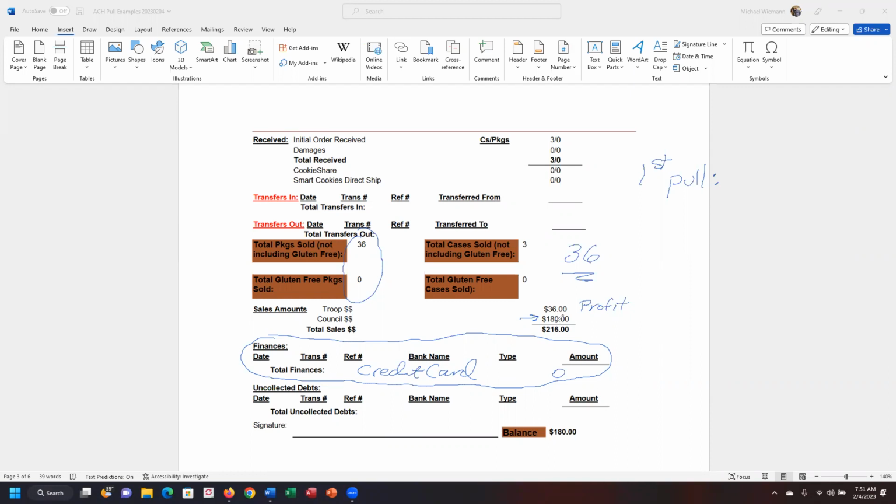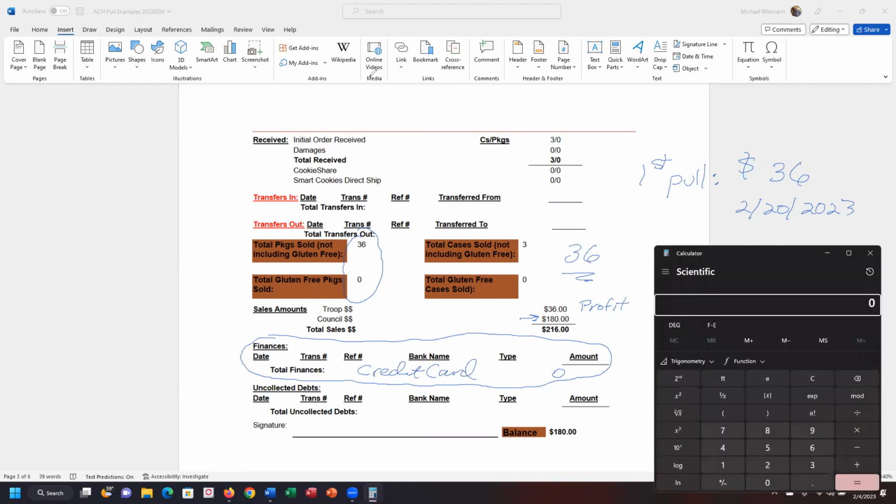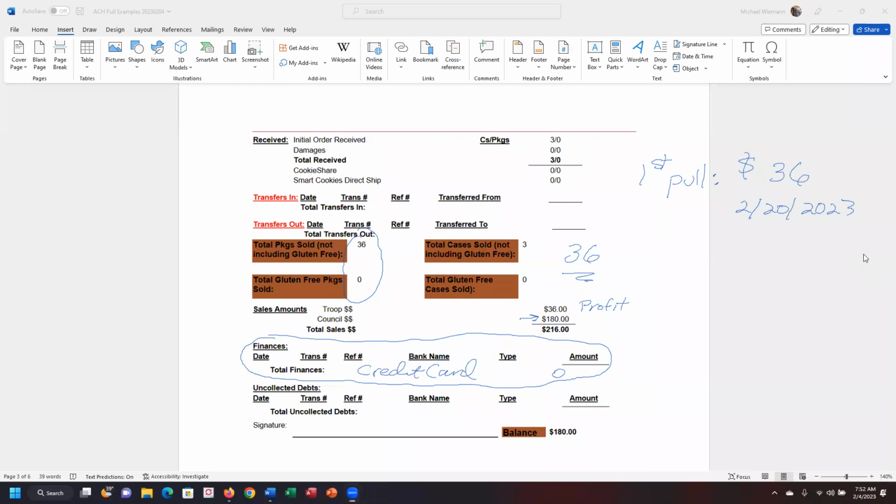For this particular troop, this $180 is going to be broken up. The easiest way on this one is a dollar pull. Since they sold 36 packages, the first pull is going to be $36, and that $36 would be pulled on February the 20th of 2023. The remaining balance of that 180, and if you pull up your handy dandy calculator, is going to be the second pull on March the 20th. So if you take what council is owed on this particular one, 180 minus 36, $144 is going to be the second pull.